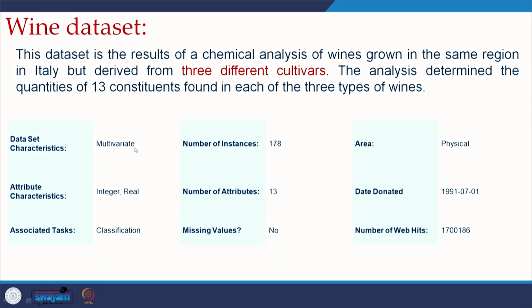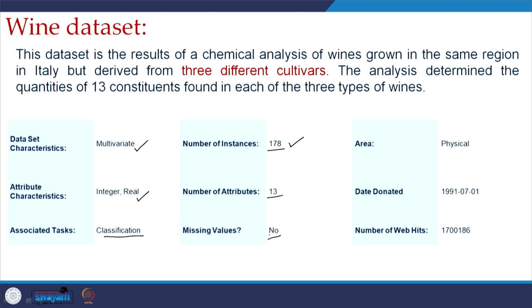So, the data set is multivariate, as I told you. We have 13 features. The entities are integer or real, so I have numeric data. We will classify the wines into their respective classes, because I have 3 classes, 3 different types of wine. The total number of patterns, or samples, is 178. Number of attributes is 13, and there is no missing value. Okay, so these are some information about the data set.